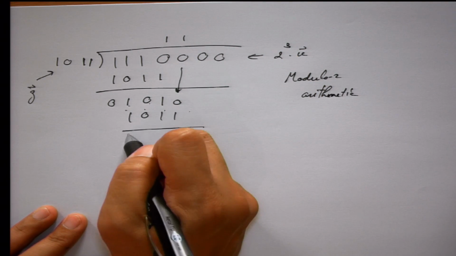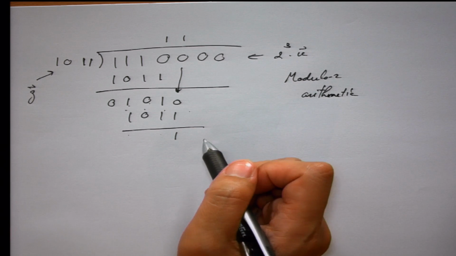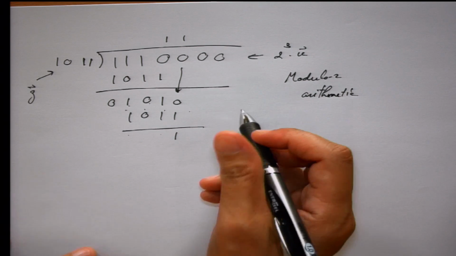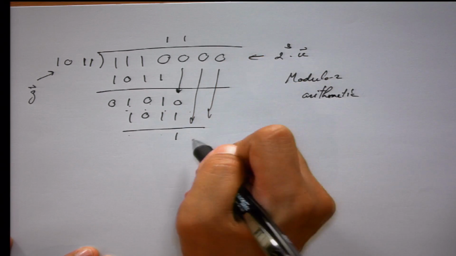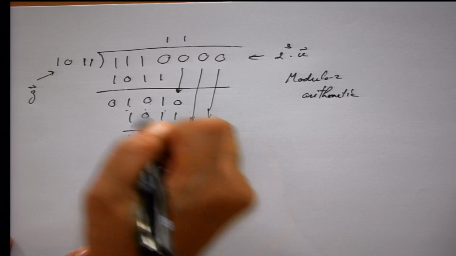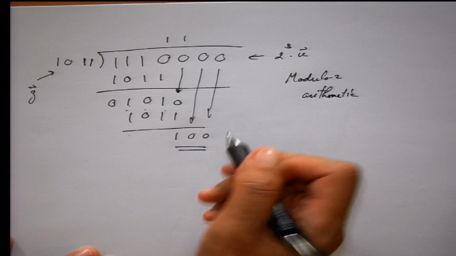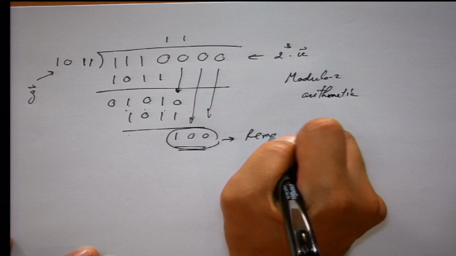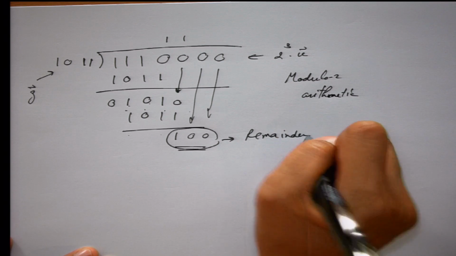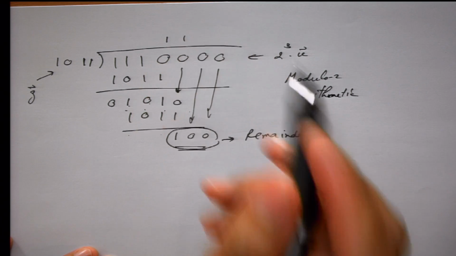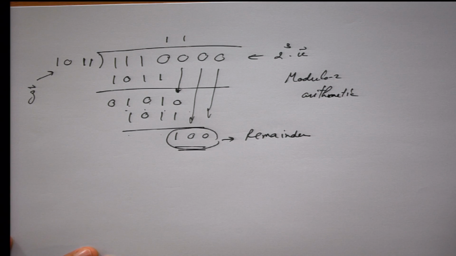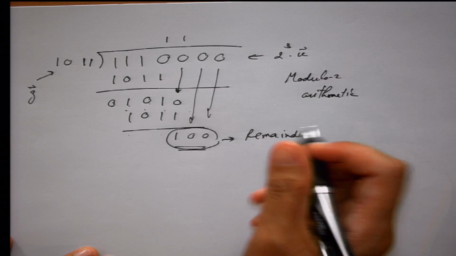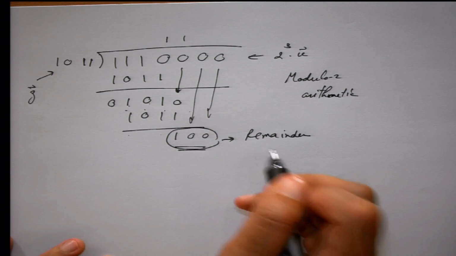This is 000. You don't have to write that. So you take another 2 zeros down. You get 100. Now this is 3 bits, this is 4 bits. You cannot divide further. So this is the remainder. We don't care about the quotient. We just care about the remainder. The remainder is the n minus k bits that you add.